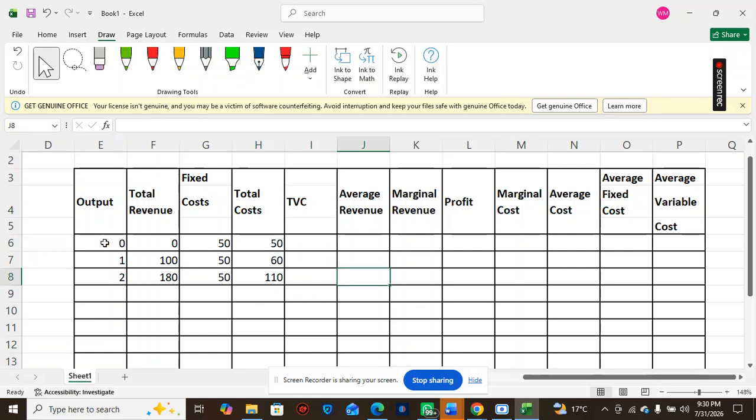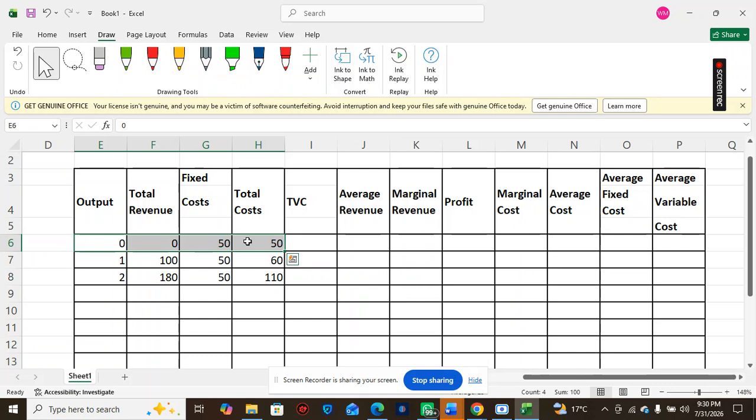Okay, so at 0 units, there's no revenue. Our fixed cost is 50 kwacha. Our total cost is 50 kwacha. Because remember, fixed costs, even though you're producing nothing, you are going to incur these costs. Even though you are producing 0 units, these are costs you're still going to incur.